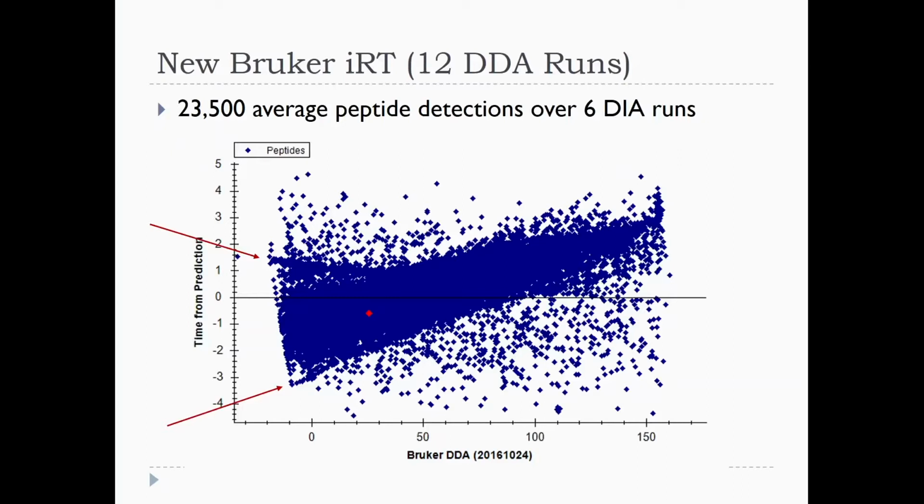So then new Bruker, another data set from Bruker, 12 DDA runs, and we were getting 23,500 peptides detected on average in 6 DIA runs. And then when I put them into this retention time calibration plot, which you guys have seen, does everybody understand what this plot means now? You feel like, yep, seen a bunch of those? Or are there people that want me to reorient you on this plot? Okay.